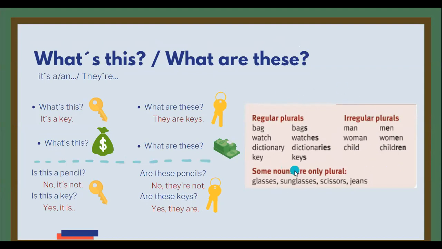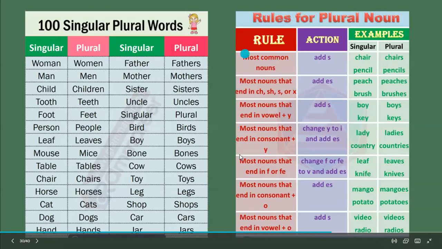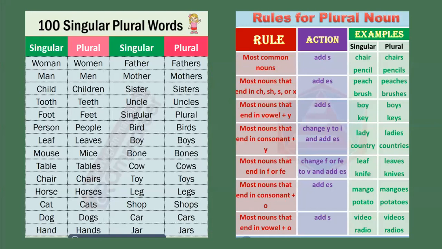Then we also learned how to create plurals. We learned how to add s or es, ies, and here are the rules. Did you take a screenshot of these in the previous class? I don't think so. Okay, take a screenshot and study this box right here.